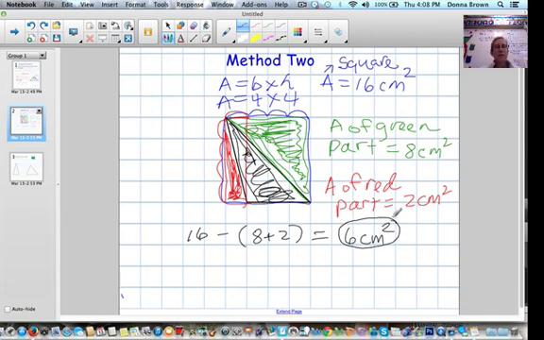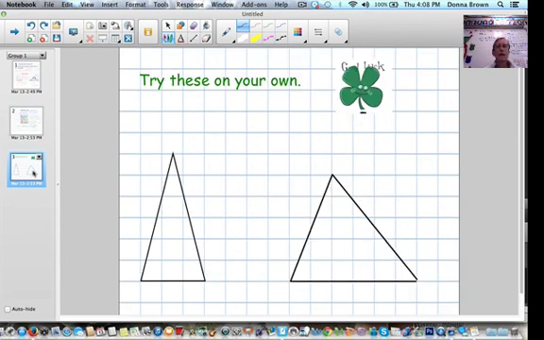So that is this other approach. That's how you use this method. So I'm going to scroll or click over to the next slide. And I want you to try these on your own. So using the rectangle method, and you can go back and refer to the previous examples, I want you to figure these two out, and we'll discuss the solutions for these in class tomorrow.